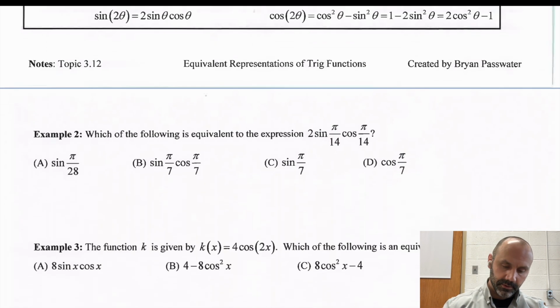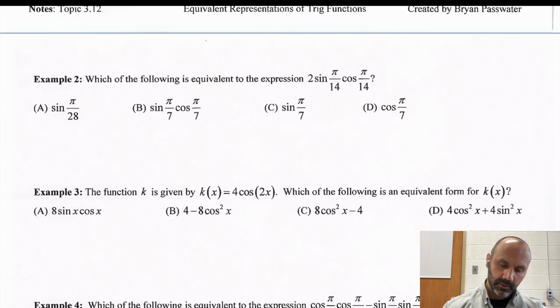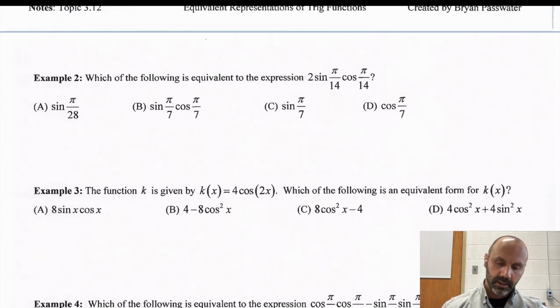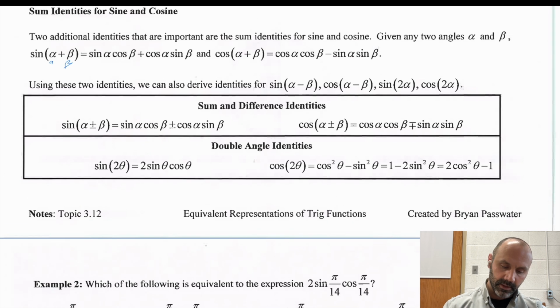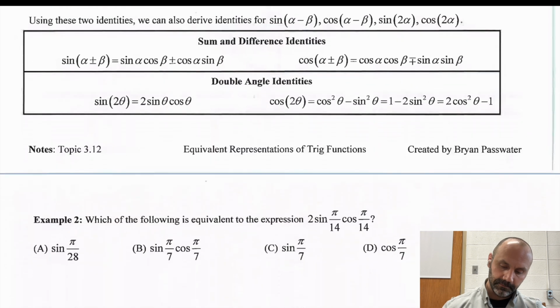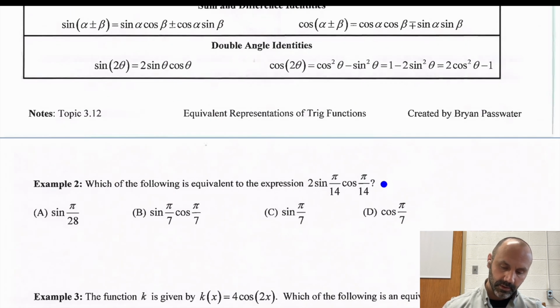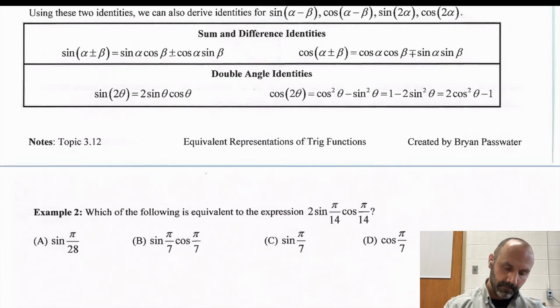Let's take a look at example 2. Which of the following is equivalent to the expression 2 sine pi over 14 cosine pi over 14? So immediately I look at this and I'm thinking, well, pi over 14 and pi over 14, that's the same angle. And I've seen that in this kind of thing, right? So that looks like this, 2 sine and cosine there, so this is going to be sine of 2 theta.